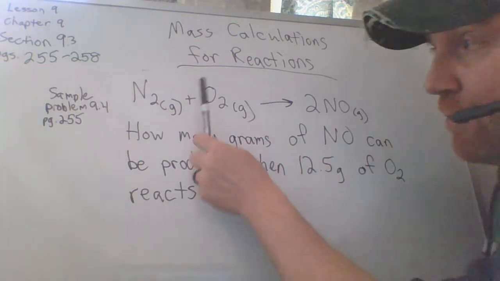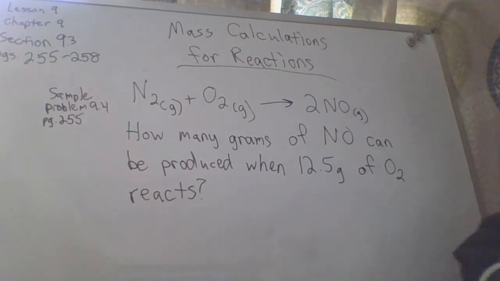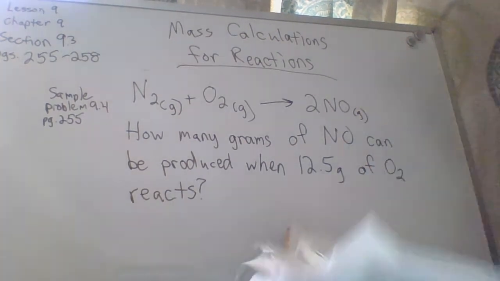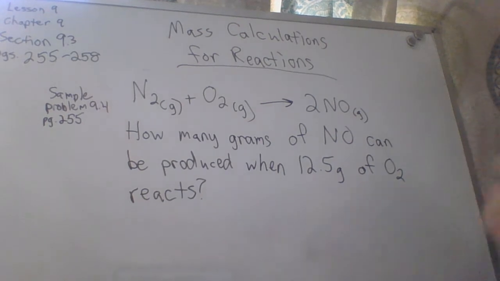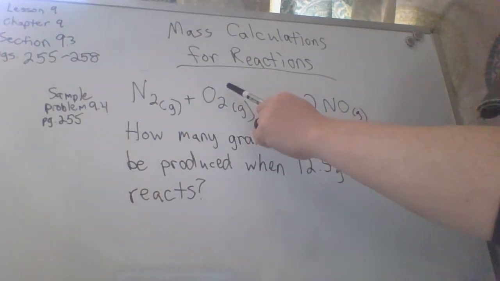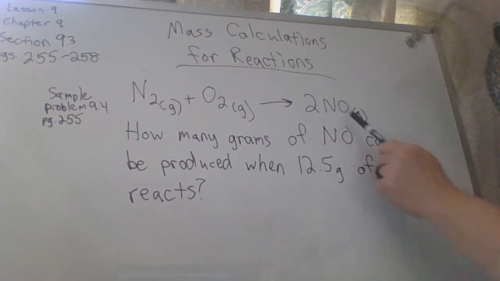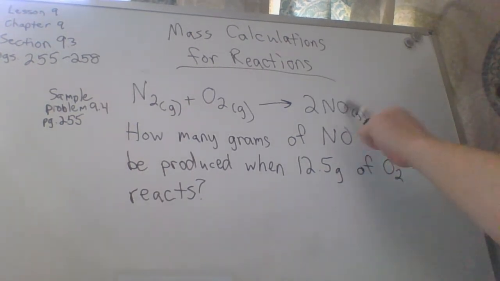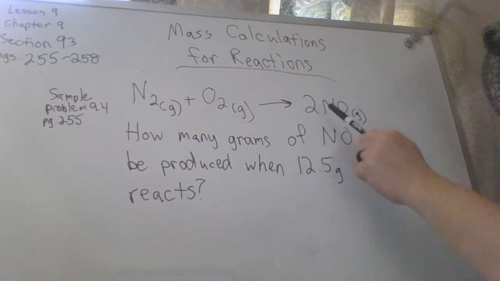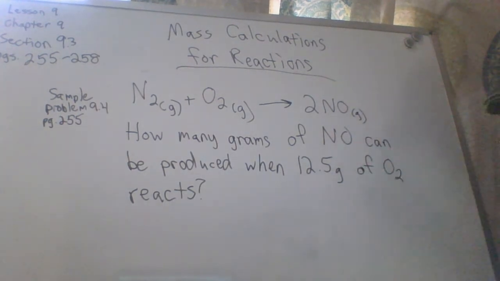Here is sample problem 9.4 on page 255. I am going to read it just so you have an idea of how this applies to real life. In the engines of cars and trucks, nitrogen gas and oxygen gas from the air react at high temperatures to produce nitrogen oxide, or nitrogen monoxide, a component of smog. We've all heard of smog. This is what pollutes the air from car engines. Complete the following to help answer the question.